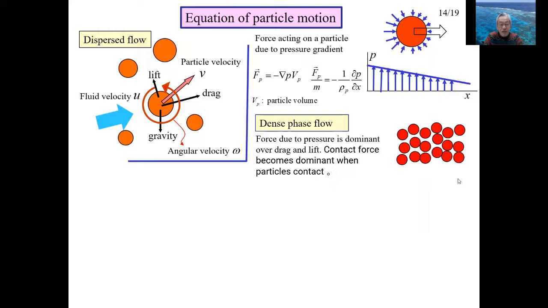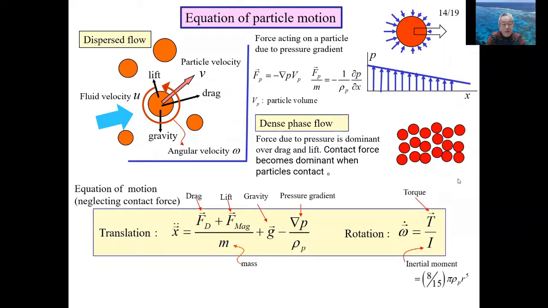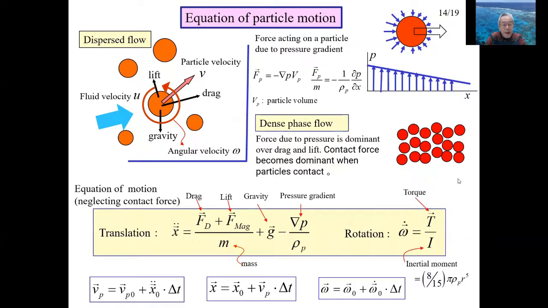When the particle concentration increases, the force due to the pressure gradient becomes larger than the fluid drag. At higher concentrations, the contact force between particles will become dominant over the fluid force. This will be discussed in detail in lecture 7. Ignoring the contact force, the equations of translational motion and rotational motion are presented in the yellow frame. Particle motion can be tracked by step-by-step integration using the time step delta t.